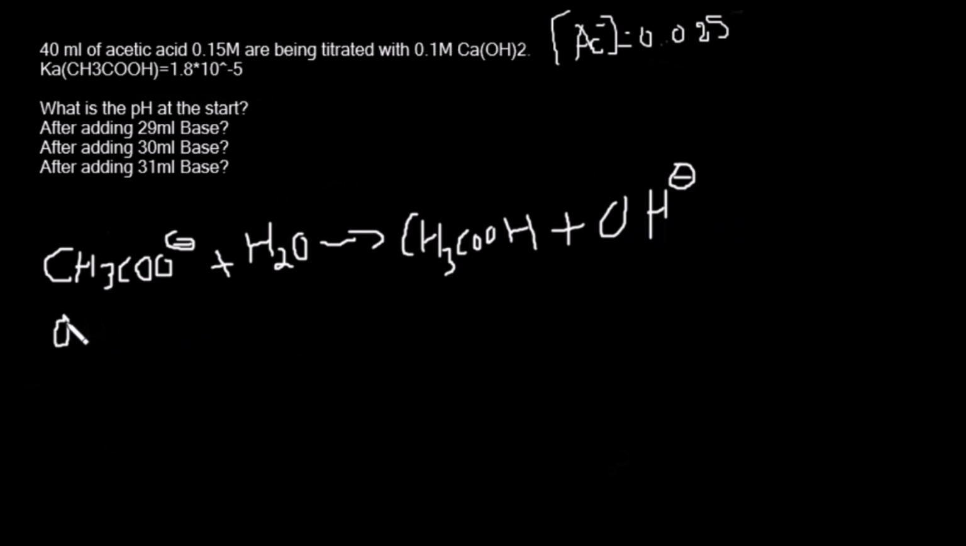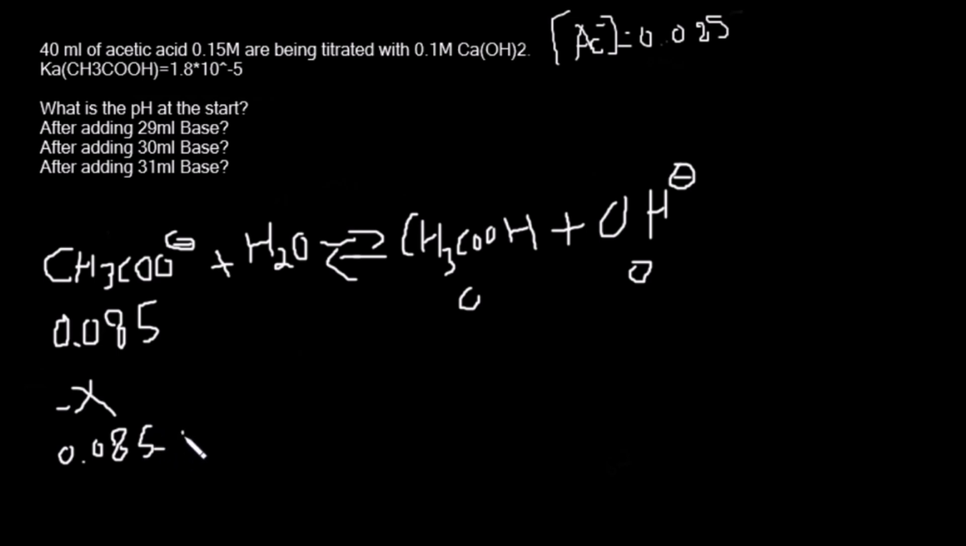So here we had, of course, by equilibrium, you deal with concentrations. We have 0.085, here we have 0, 0, minus x, 0.085 minus x at the end, and here we have x, x.